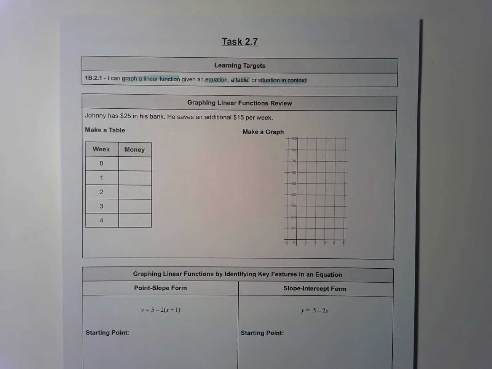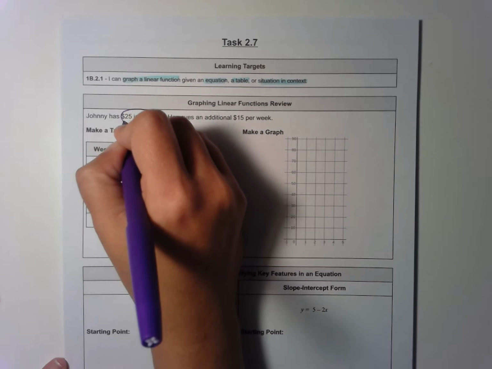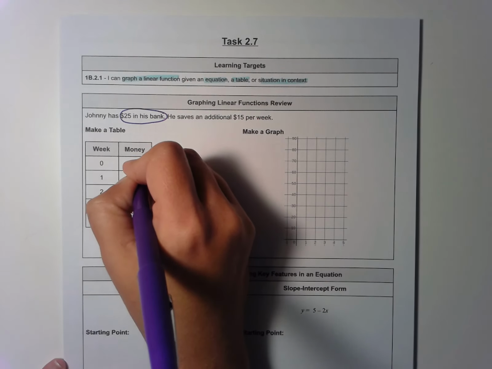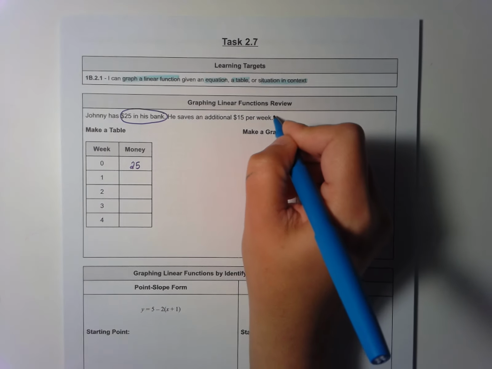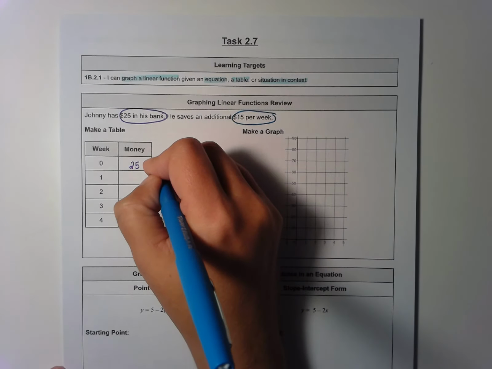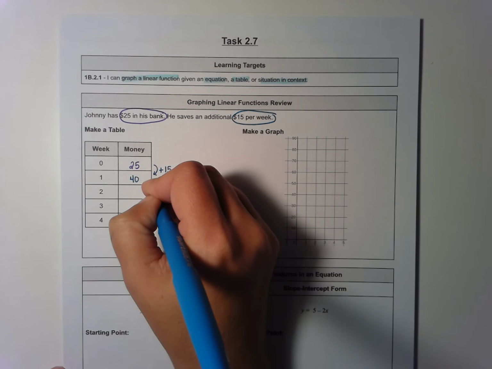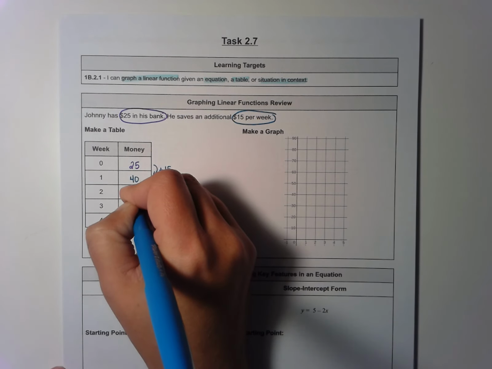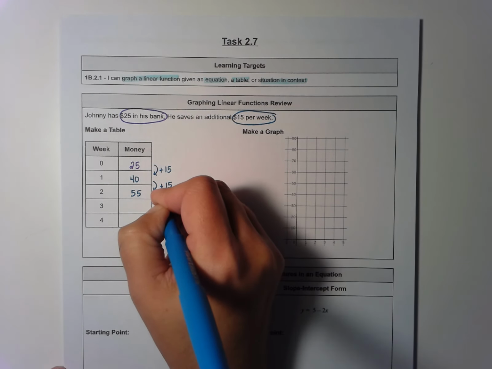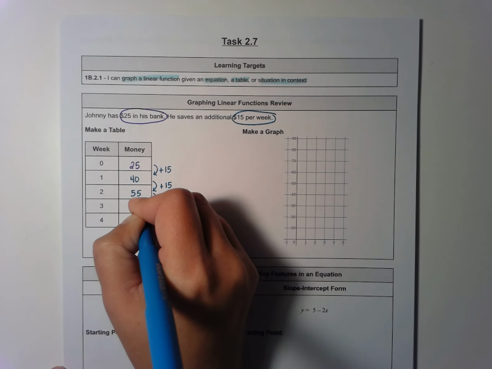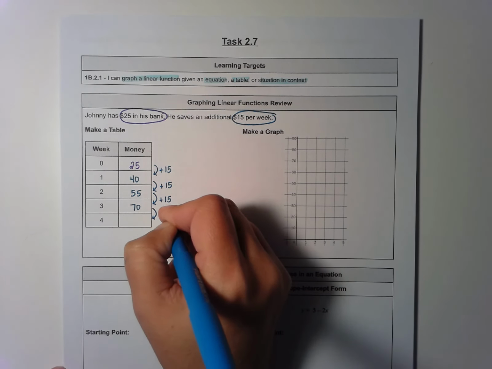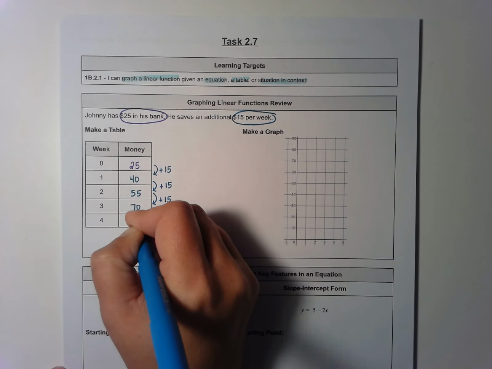So the first scenario says Johnny has $25 in his bank. He saves an additional $15 per week. First, we want to make a table. So based on the scenario, I can see that the starting value would be 25 because he's already got that much. Then it says he saves an additional $15 per week. So to get the next value, I would add 15, which gives me 40. To get the next value, I would add 15, which gives me 55. For the next one, I would add 15, which gives me 70. And finally, I would add 15, which gives me 85.